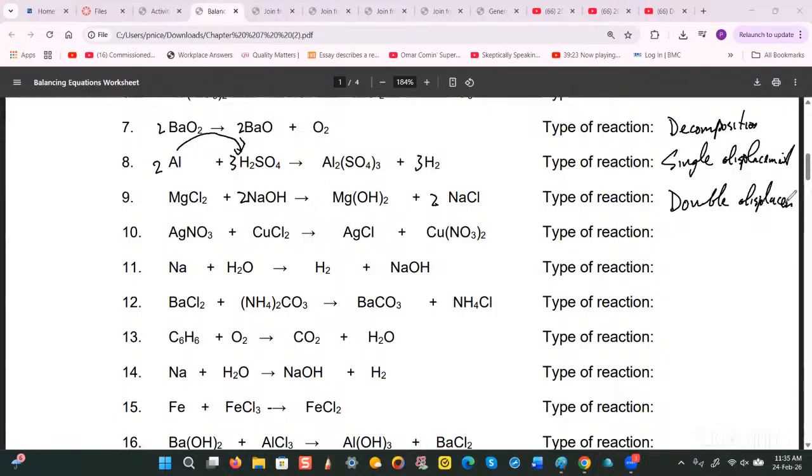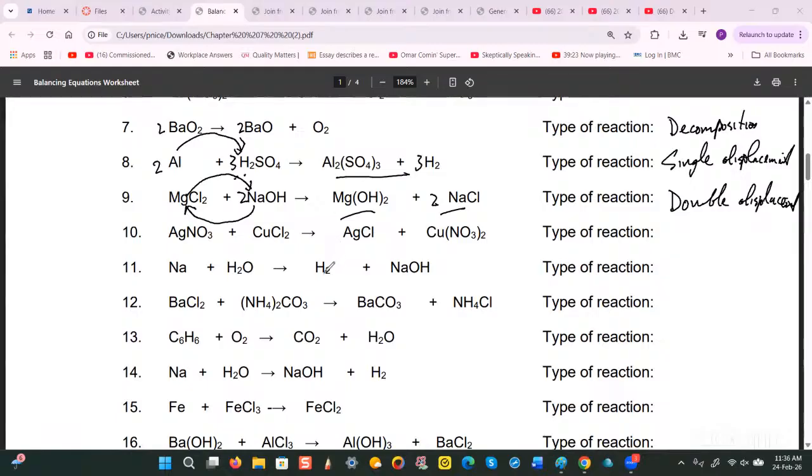Okay, so in the case of a single displacement, you have one type of element displacing another element from the compound, and therefore you end up with the products. In the case of double displacement, you have an exchange of ions, right? So the magnesium will displace the sodium, but at the same time, the sodium will displace the magnesium. And that's how you end up with these two products. All right? Okay, so number 10, let's balance this one.